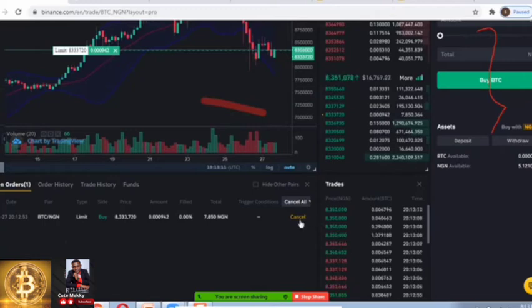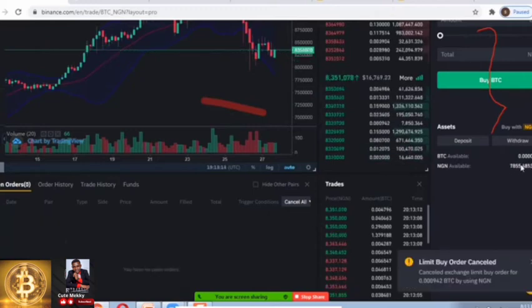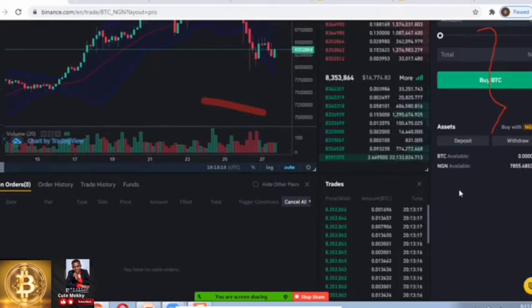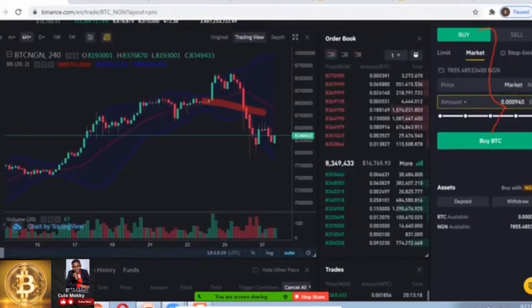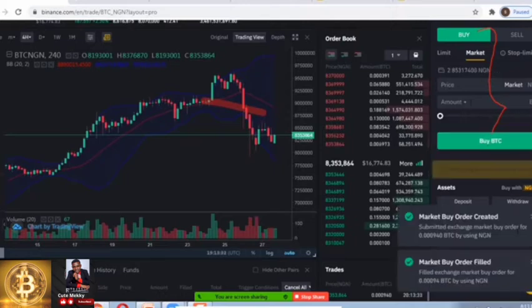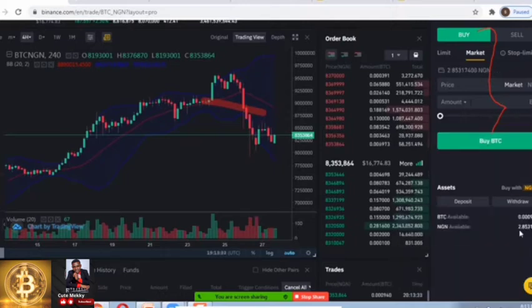So I will cancel this order and my Naira will return. It's as simple as that. So if I want to actually buy Bitcoin, I can use my market order, and then I will put the entire amount, which is equivalent to 0.0000940 Bitcoin, and I click buy. Once I click buy, my order is filled immediately. I have 2 Naira and I have 0.0000941 BTC. That's how you buy Bitcoin.